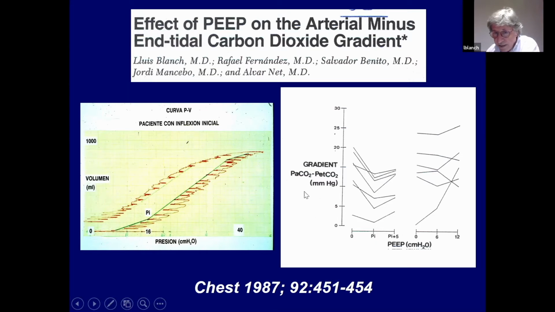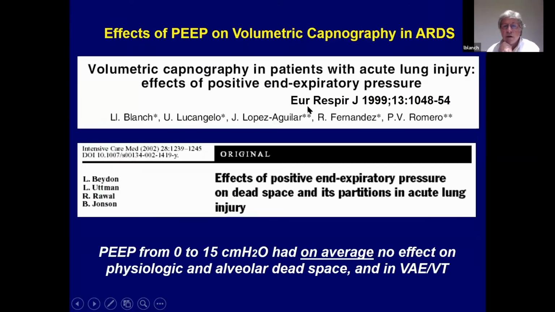So this gradient, or end-tidal as a function of PaCO2, reflects us, in that case, improvements in Chan. And if there is an improvement in Chan, the gradient in that case decreases because there was recruitment. But this is in a selected group, in that case of patients. Then other investigations, including ones from our group and the one from the group of Bjorn Johnson, show that going from PEEP 0 to 15 on average, there is no effect on physiologic or alveolar dead space.